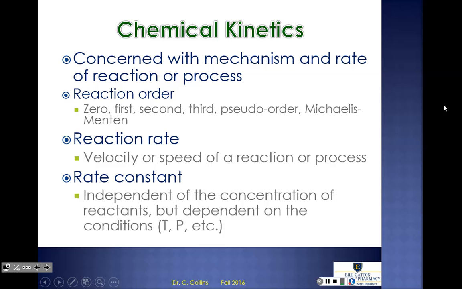Reaction rate is how fast the process occurs. Here the reaction rate factors greatly into how long a product is going to be stable for, based upon its degradation. The rate constant is related to the rate, but is not the rate. The rate constant is a description of how the reaction proceeds under a certain set of conditions.